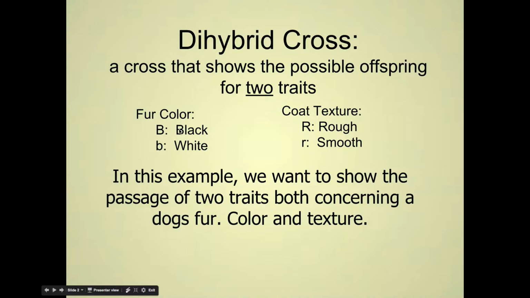We want to know, will the dogs be black and rough? Will they be black and smooth? Will they be white and rough? Will they be white and smooth? So we're trying to track the presence of two traits at the same time. And we want to know what combination of these two traits the offspring will have.